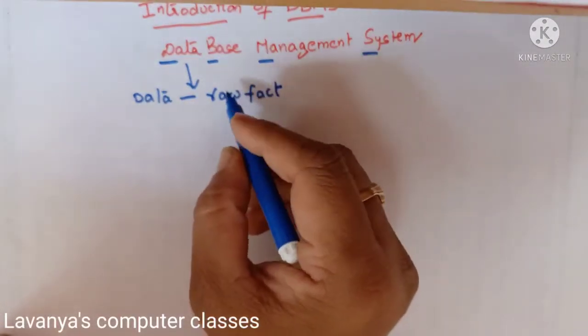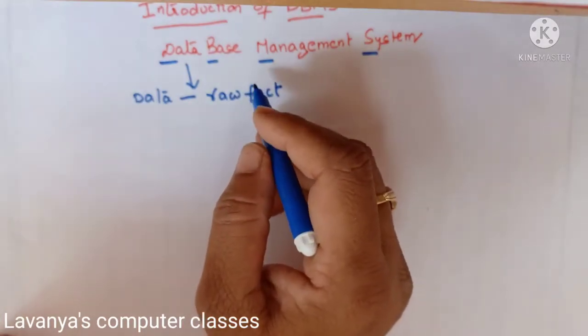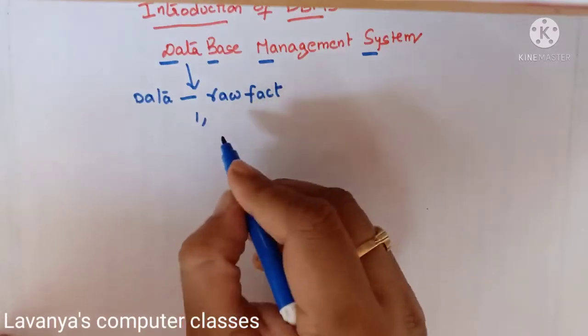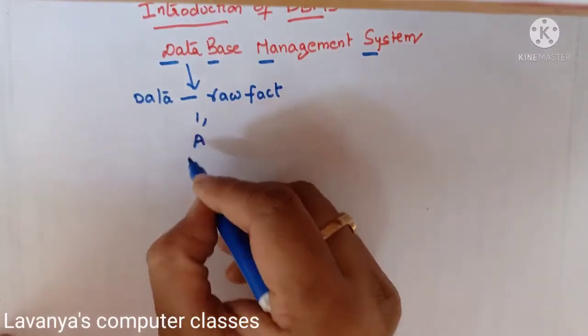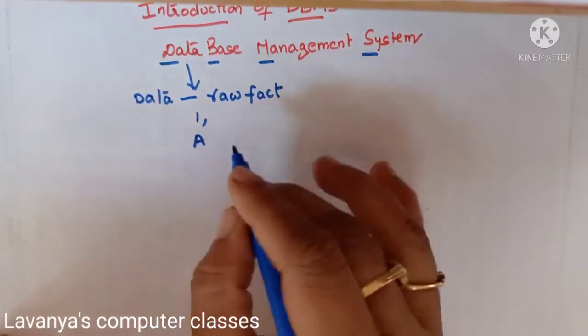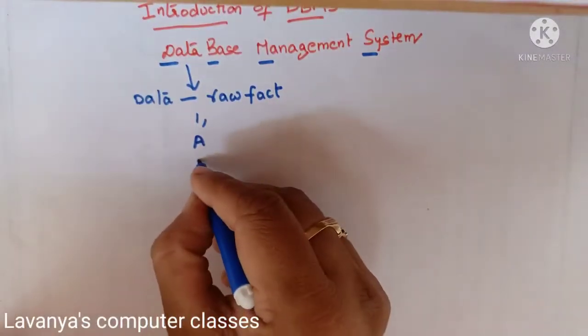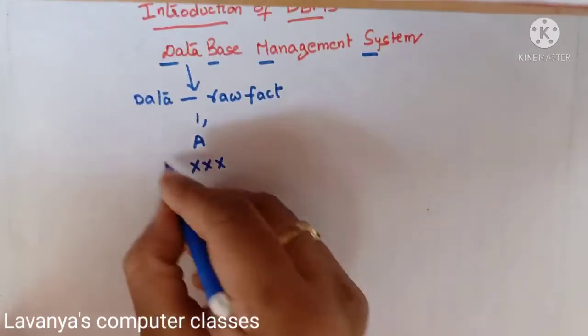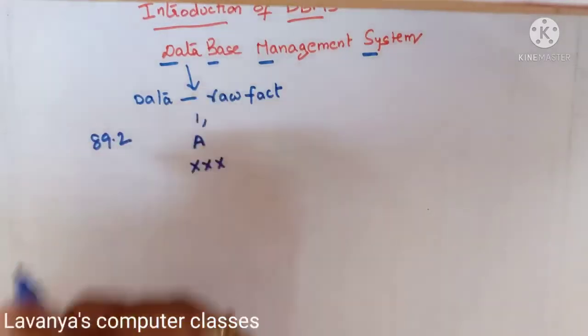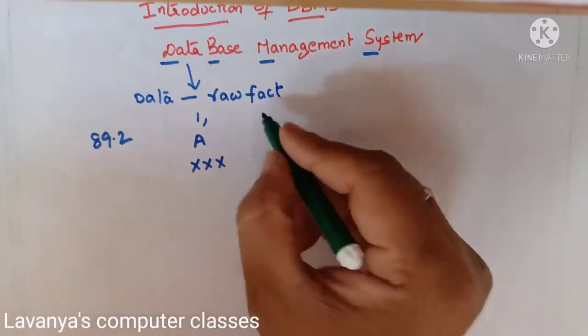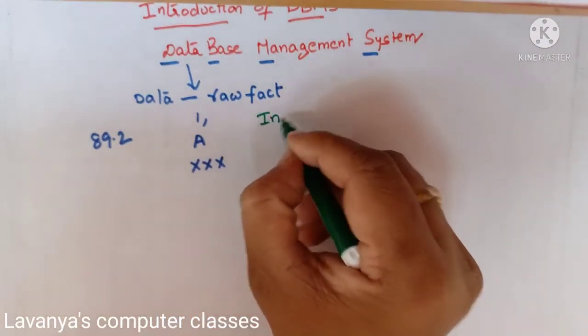Raw fact means anything you are typing using the keyboard. For example, 1 is a data. A is a data. Any value you are typing through the keyboard is called data. For example, XXX or 89.2. Everything is called data. Any raw fact, whatever you type through the keyboard, is called data.